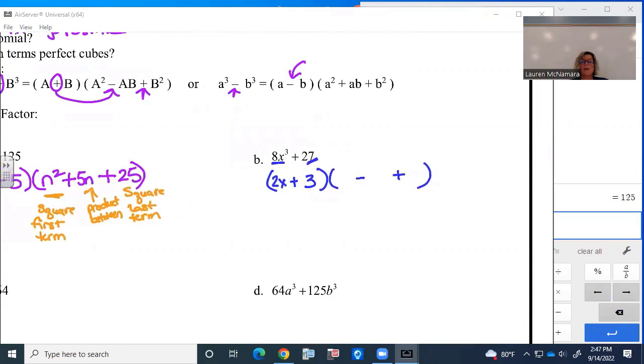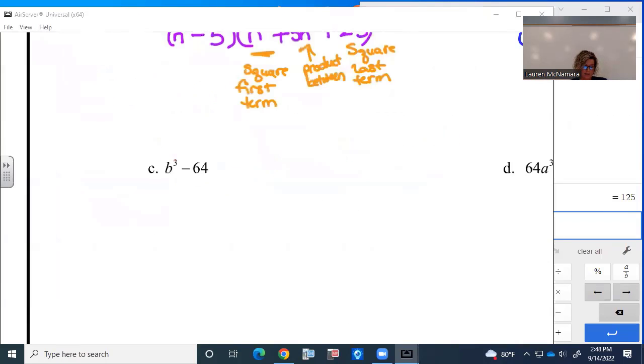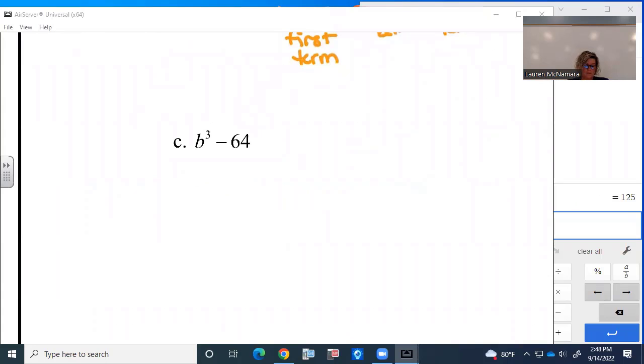So remember, square the first term. So square 2x is 4x squared. Square my 3 is going to give me 9. Product between 2x times 3 is 6x. Okay, let's do it again. Binomial times binomial, same sign, opposite sign, always positive. Cube root the first term, b. Cube root the last term, 4.